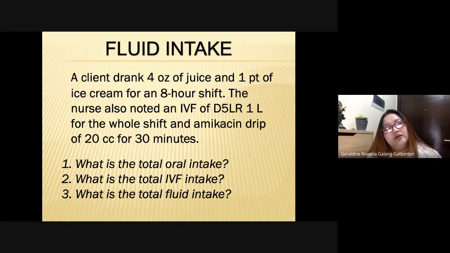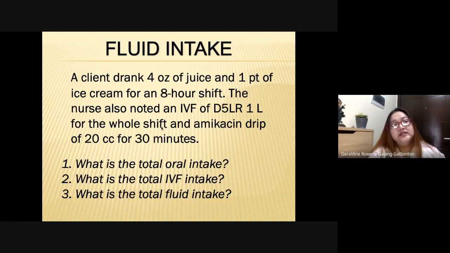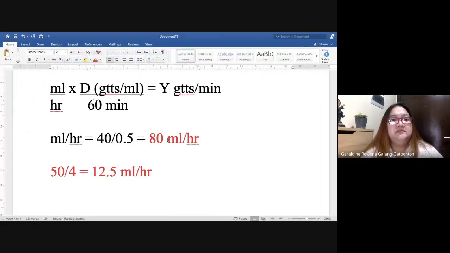Computing for oral intake. One of our responsibilities, di ba, is measuring intake and output. So, we measure intake, no? For example, a client drank 4 ounces of juice and 1 pint of ice cream for an 8-hour shift. The nurse also noted an IV of D5LR 1 liter for the whole shift and amikacin drip 20 cc for 30 minutes. So first question, oral intake. Which of those is oral intake? The 4 ounces of juice and 1 pint of ice cream.